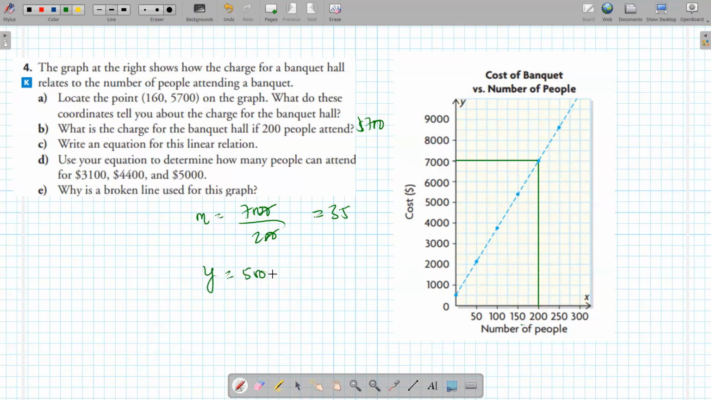Using this, we can write our equation. So 500 plus 35x. What does this 35 represent? What does it mean in words, if it asked you to explain what the slope means in this context?